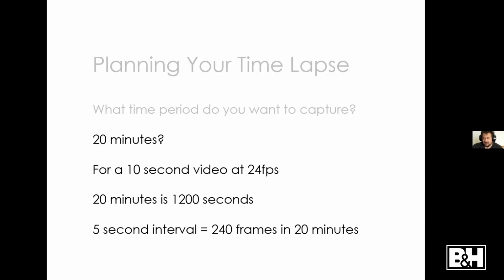If that's what your plan is, a 10-second video at 24 frames a second, 20 minutes is 1,200 seconds. So that would be a 5-second interval. So 240 frames at 20 minutes is a frame every 5 seconds for 20 minutes. Is that the right answer? Maybe, maybe not. We'll talk a little bit about picking the right interval.